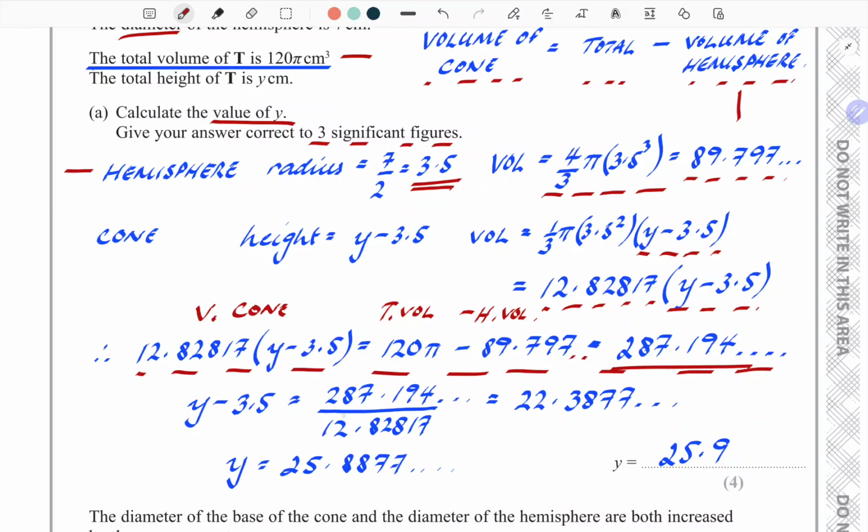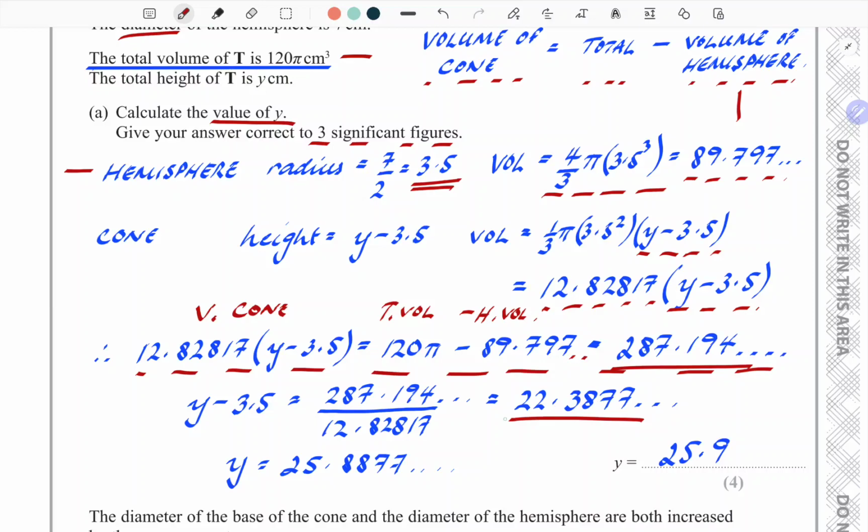All right. Therefore, if I rearrange it a little bit, ignoring the bit in the middle, y minus 3.5 must be 287.194 divided by 12.82817. And that gives us a value of 22.3877, etc. And remember, that is y minus 3.5.